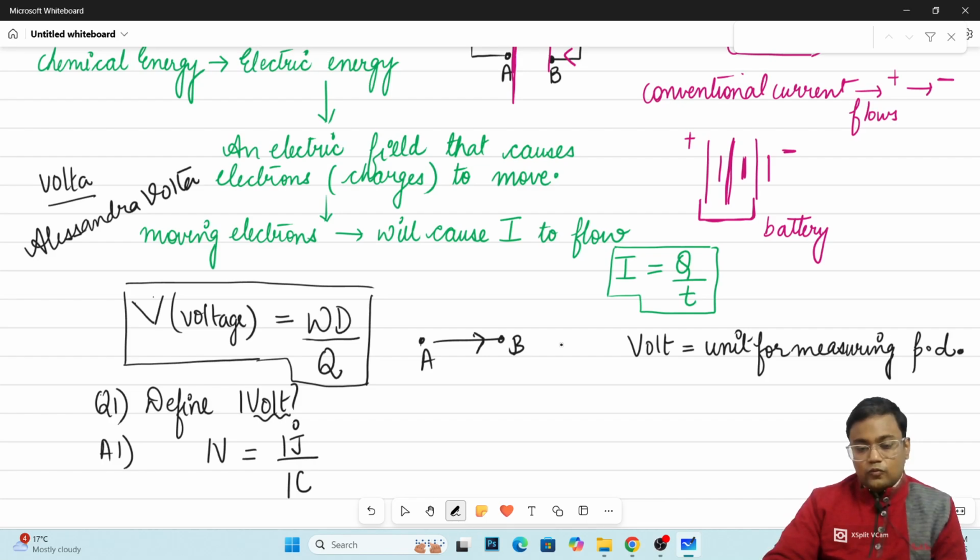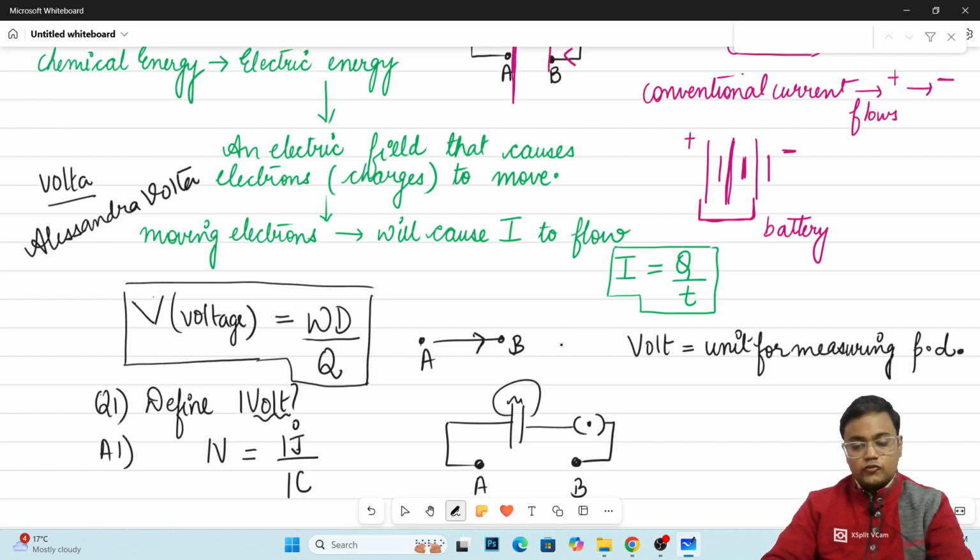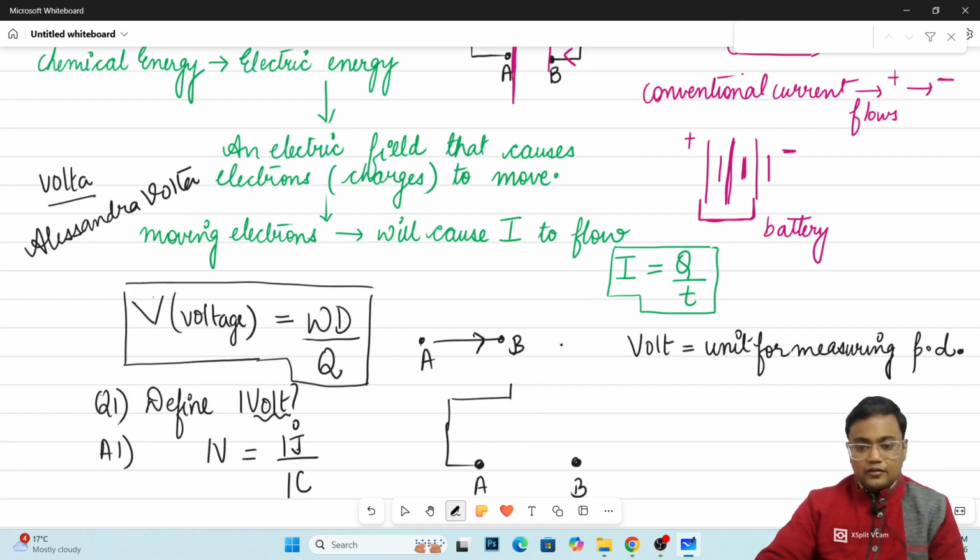right? So again I am rewording my definition once again. So 1 volt is the potential difference applied across an electric circuit. An electric circuit, this is the circuit with the switch closed. This is a cell. I have taken these 2 points very far apart. That should not be the case. So this is the bulb, this is the switch, right?